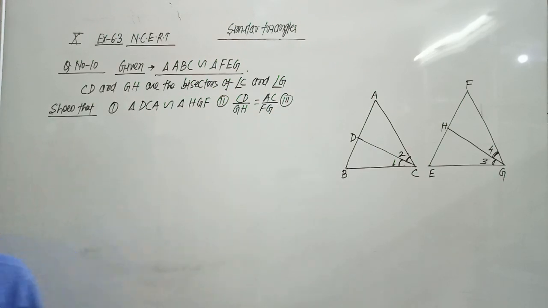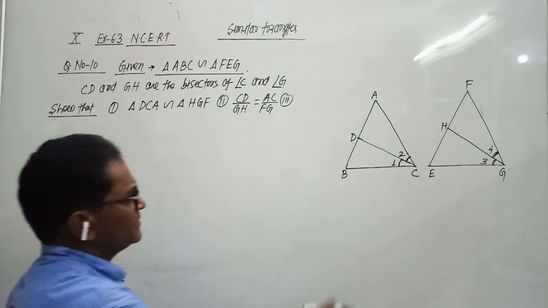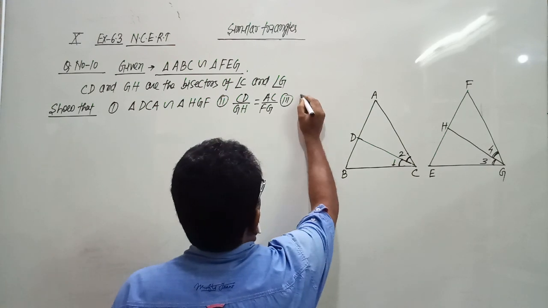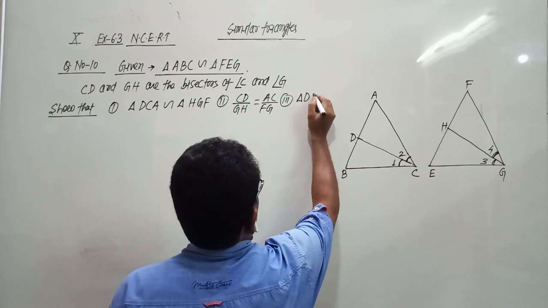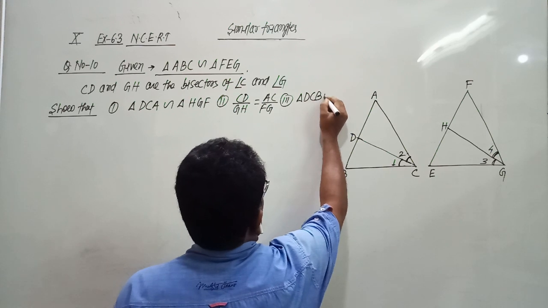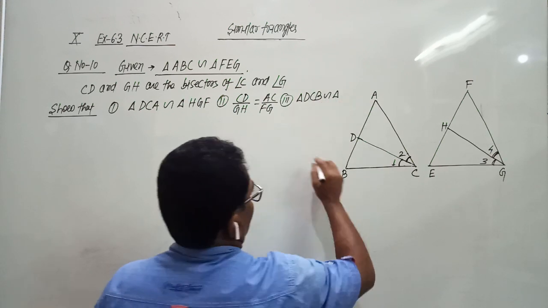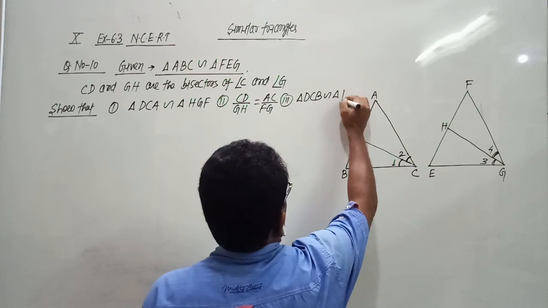And the third part which we prove, that triangle DCB is similar to triangle HGE.